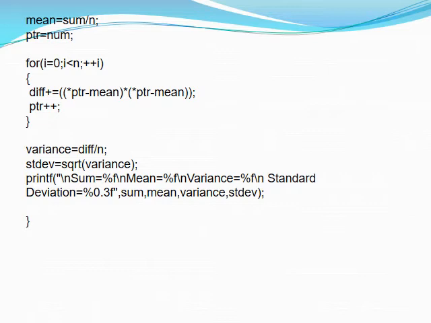Then using the formula variance = difference / n, we are calculating the variance. In the same way, to calculate the standard deviation, we are using the square root function, square root of variance, which will give us the standard deviation. So once we calculate all the values, we are going to print them accordingly. We are printing the sum, mean, variance and the standard deviation.